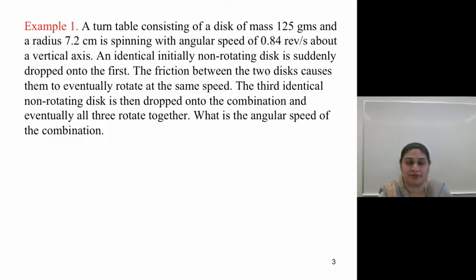So now let's do a problem. A turntable consisting of a disk of mass 125 grams and radius 7.2 centimeters is spinning with an angular speed of 0.48 revolutions per second about a vertical axis. An identical, initially non-rotating disk is suddenly dropped onto the first. The friction between the two disks causes them to eventually rotate at the same speed. A third identical non-rotating disk is then dropped onto the combination, and eventually all three rotate together. What is the angular speed of this combination?